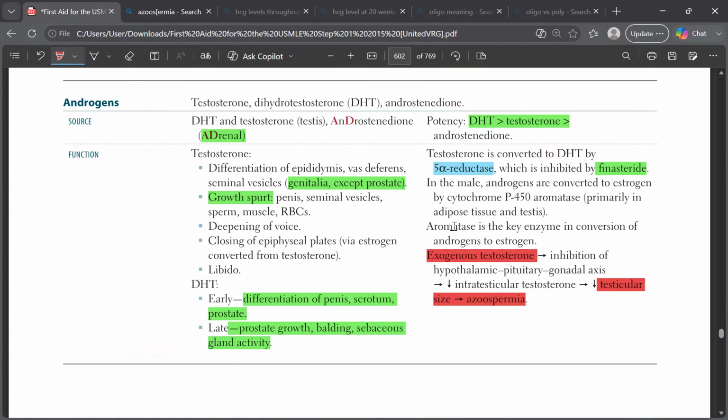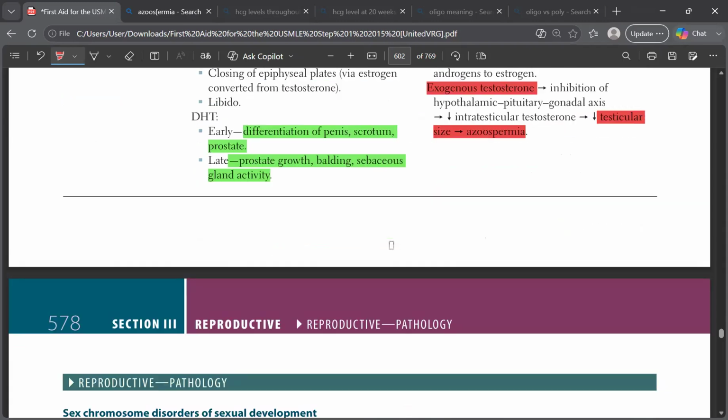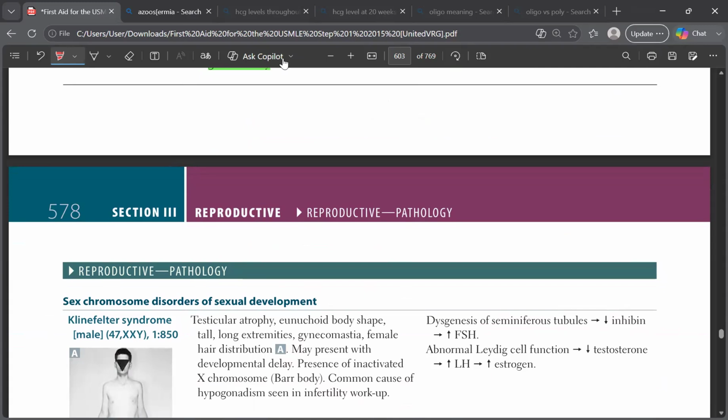What's important is that aromatase is the key enzyme in conversion of androgens to estrogen, and androgens are converted to estrogen by cytochrome P450 aromatase, primarily in the adipose tissue and the testes. These are important. Here comes an end to the reproductive physiology. We will now continue with reproductive pathology.